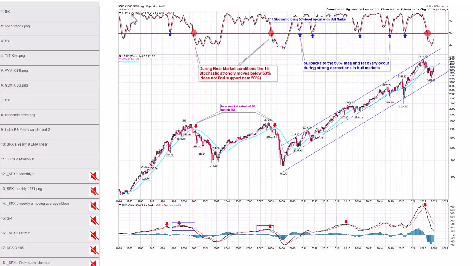Okay, another thing that's useful, guys, on a monthly chart is a simple 14 length stochastic. In bull markets, the 14 stochastic tends to bounce off the 50% area or above it. And in bear markets, it goes below 50%, as you can see, did much earlier this year.